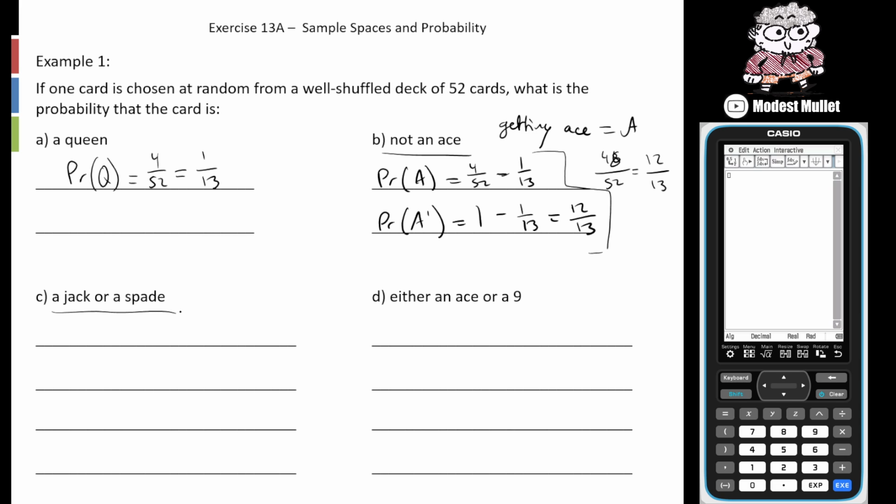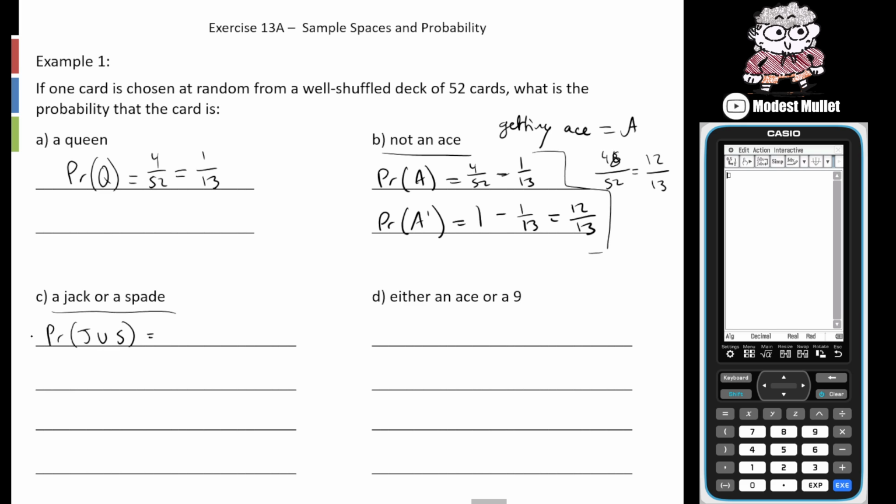Right, getting a jack or a spade. Okay, so if we want to write this out in full, that is equal to probability of a jack or a spade, and in probability, we can consider or as a union, because it's a jack or a spade. Technically, we could accept a jack that is a spade. So we're getting a jack union spade.